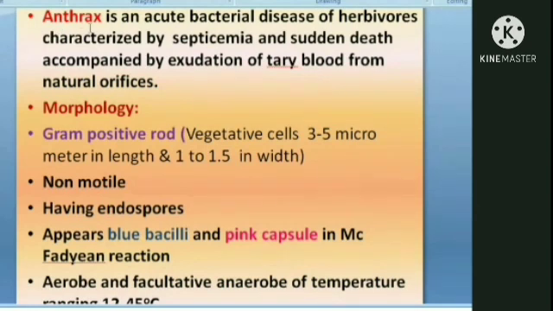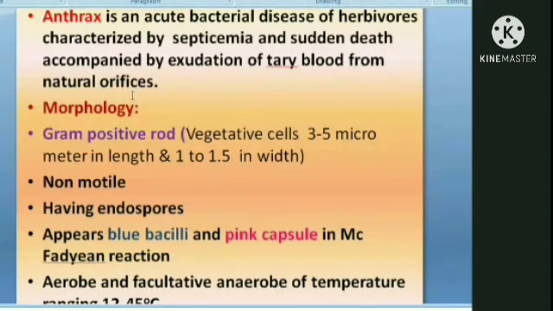Anthrax can be a peracute, subacute, or acute bacterial infection, which generally affects a large number of animals, from the herbivores to the human beings, right? It is basically characterized by the septicemic condition and sudden death. That is why it is a peracute, subacute or acute condition, where sudden death is accompanied by the exudation of tarry blood from the natural orifices.